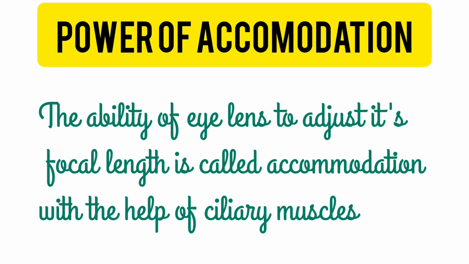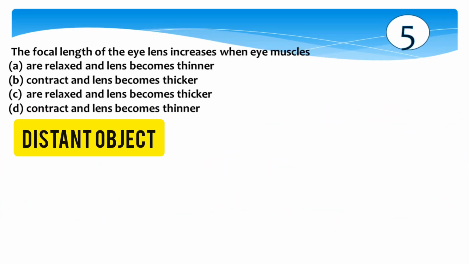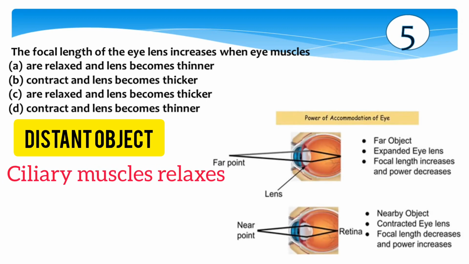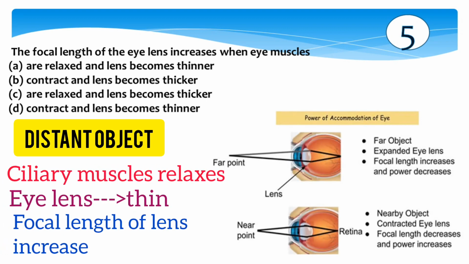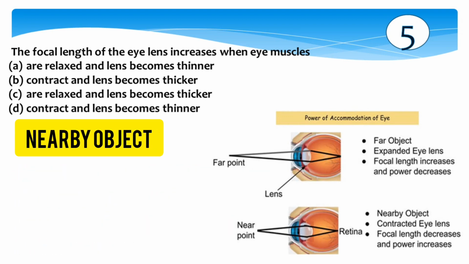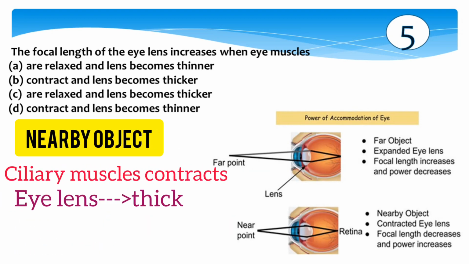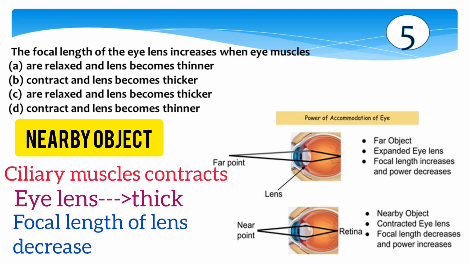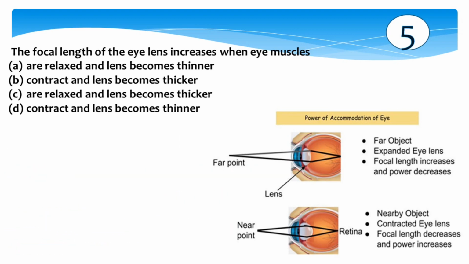The ability of eye lens to adjust its focal length is called accommodation of eye, and it is done with the help of the ciliary muscles. So while focusing at distant objects, the ciliary muscles relax, eye lens become thin and focal length increases. While focusing a nearby object, the ciliary muscles contract, eye lens become thicker and the focal length decreases. In the question it is asked the focal length of eye lens is increasing. So it happens when eyes observe a distant object, and when distant objects are observed, the ciliary muscles relax and the lens become thinner. So option A is the correct answer here.